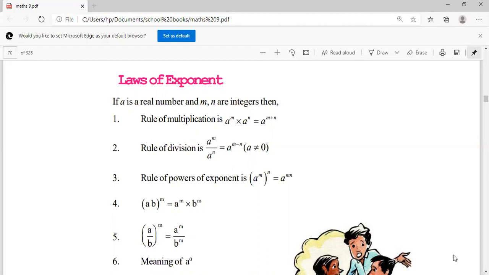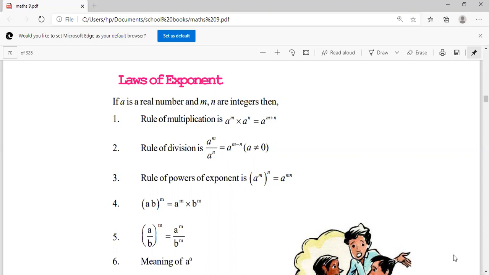So this is your compulsory work, and this will be your personal work to know and to understand what a real number is and what integers are, because these are the necessary things, the necessary words which you should know if you are studying mathematics.